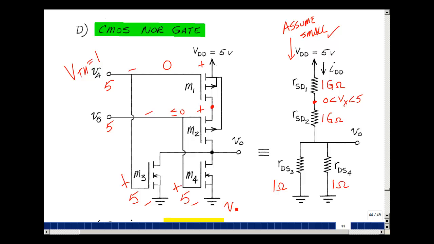Find the output voltage now. It's going to be 5 volts times 1 in parallel with 1 is a half, divided by a half, plus 2 gigaohms, nanovolts, which again is approximately 0 compared to 5 volts. Given 2 5 inputs, I get an output that's equal to 0. Let's take a look at the table below.